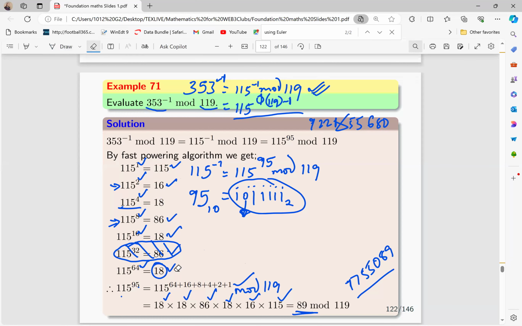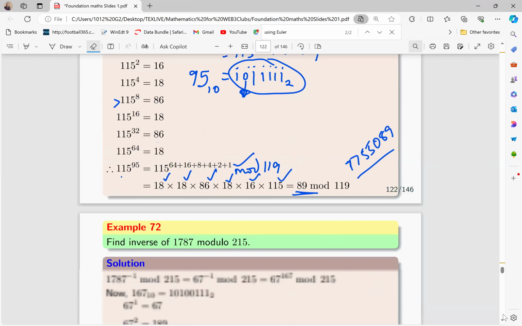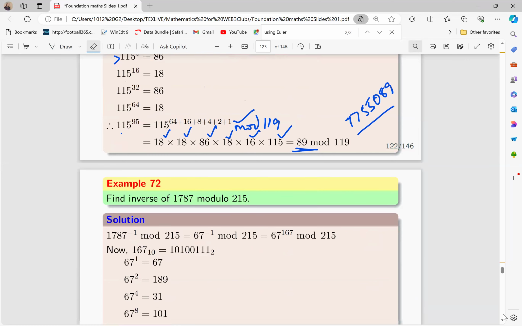Let me go to the last example. There's no question in the chat. Last example is here.